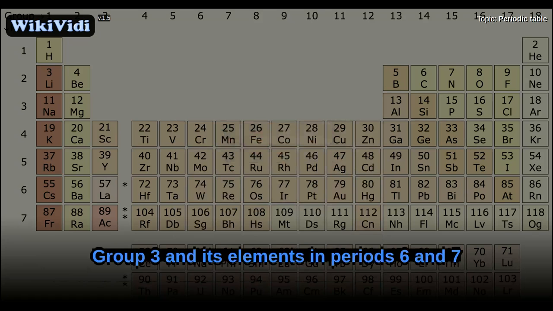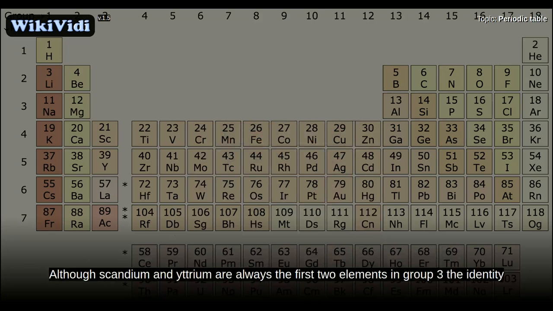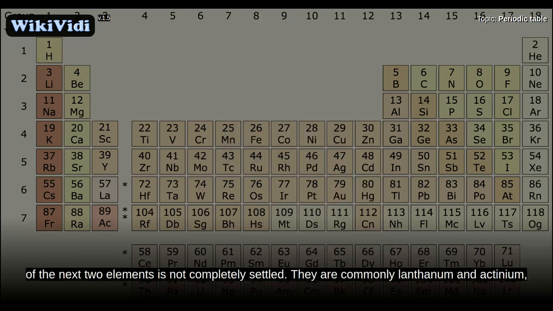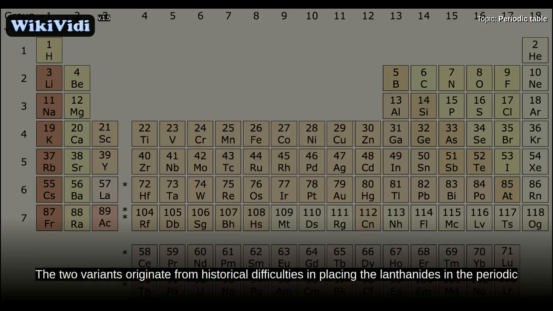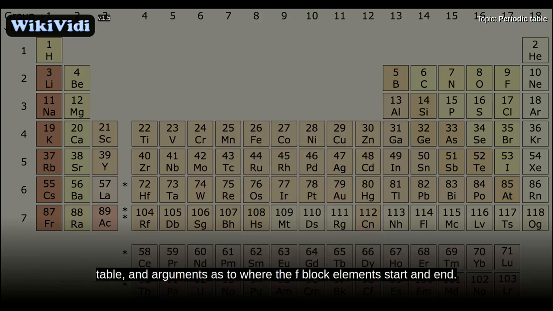Group 3 and its elements in period 6 and 7. Although scandium and yttrium are always the first 2 elements in Group 3, the identity of the next 2 elements is not completely settled. They are commonly lanthanum and actinium, and less often lutetium and lawrencium. The 2 variants originate from historical difficulties in placing the lanthanides in the periodic table, and arguments as to where the f-block elements start and end.